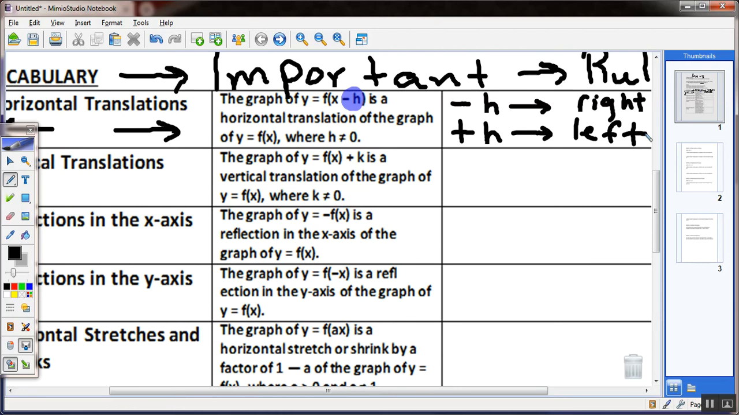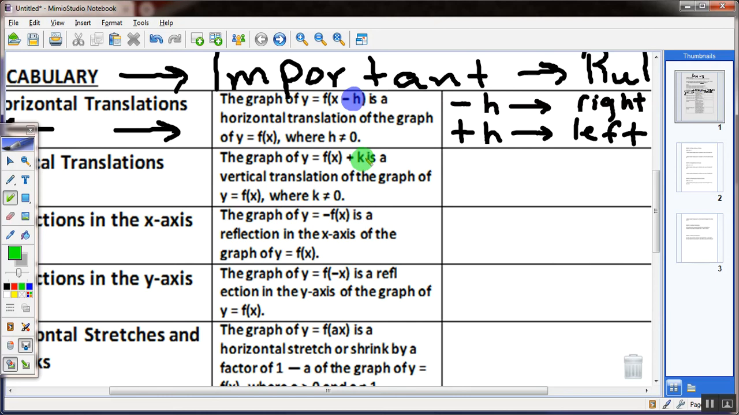Okay, so the next one is vertical translations right here. They use this constant value of k right here. It says, oh, I didn't want to do that. I want to do this. This value k says the graph y equals f of x. Now we're adding some number k.